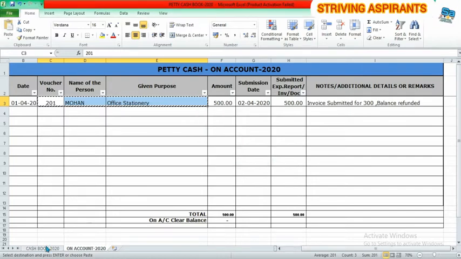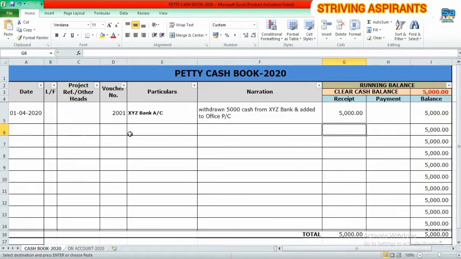Now we have to come to the cash book 2020, the first tab again. Copy the transaction and enter it in the main book. You have to give the voucher number 201. For particulars you have to give Mohan's name. Then the narration is office stationery. We have paid the amount for office stationery. Only 300 we have paid. 500 he took and the invoice was submitted for 300. So whatever the invoice submission amount is, we have to give in the main petty cash book.